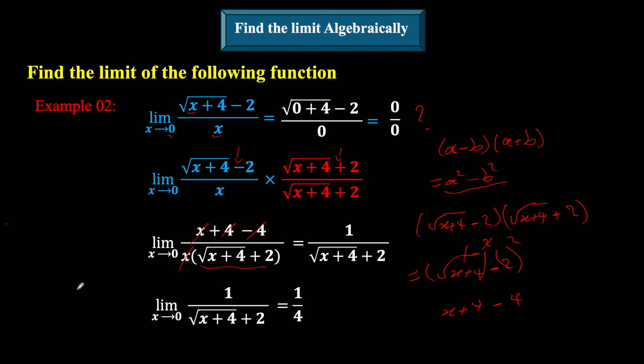What we did here is simply we take 1 over the square root of 0 plus 4 plus 2. So the square root of 4 is equal to 2. So we have 1 over 2 plus 2, and it is equal to 1 over 4. Okay?